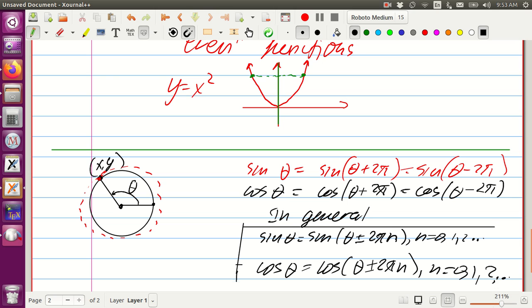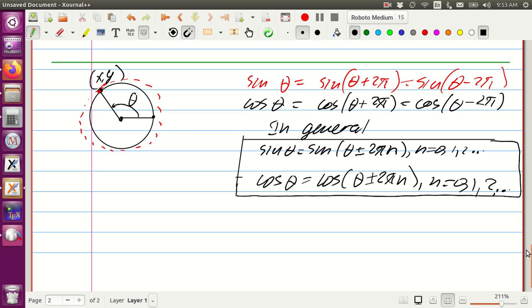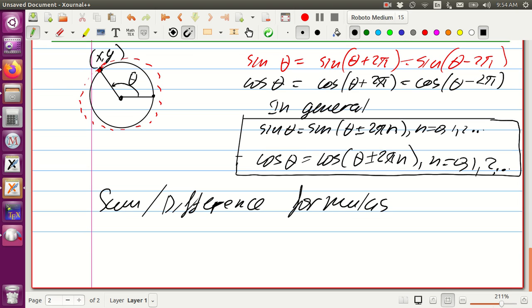Okay, so these rules were easy to figure out from logic. The next set of rules is a little bit more complicated to figure out from logic, but you can also prove it if you want. So, sum and difference formulas.